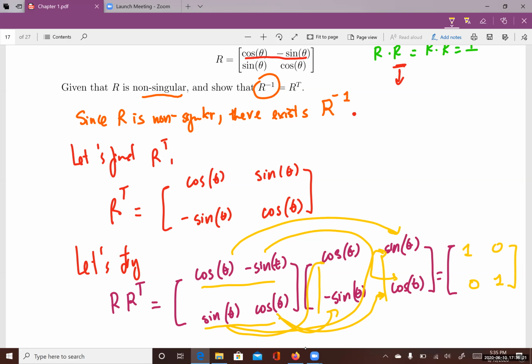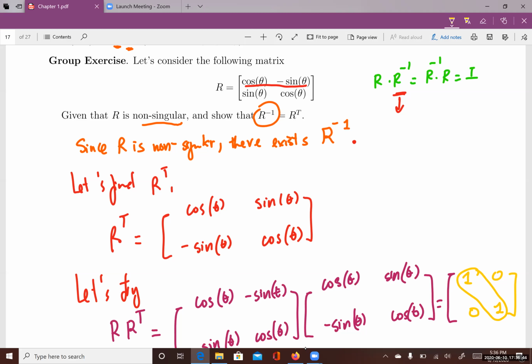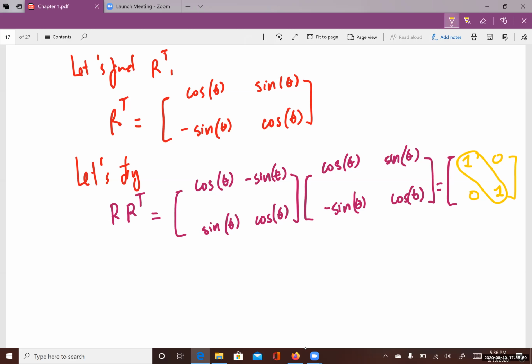So I just checked that when you take R times R transpose, you will get I. This is the identity matrix. Cool. But that's only one statement, R times R transpose. So how about R transpose times R? Because as we know, matrix multiplication is not commutative, we might get a different answer for R transpose times R.